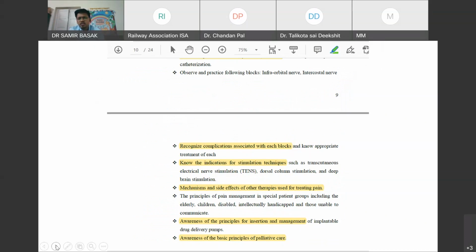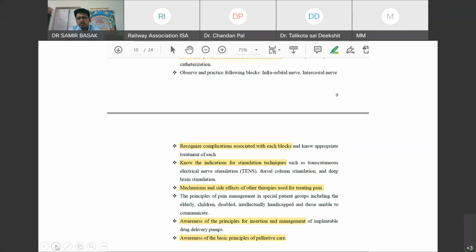These are the indications; we have to learn the indications, then the mechanism and side effects of the other therapies. Principles of management of special pain patients, including children, elderly, disabled, and intellectually impaired. There are various scales to assess pain in this kind of patients.